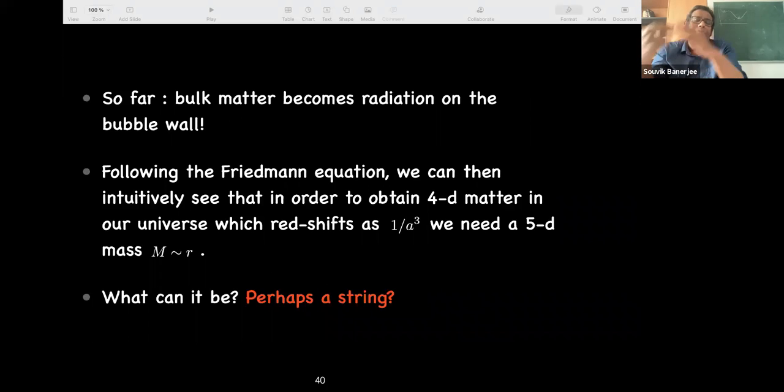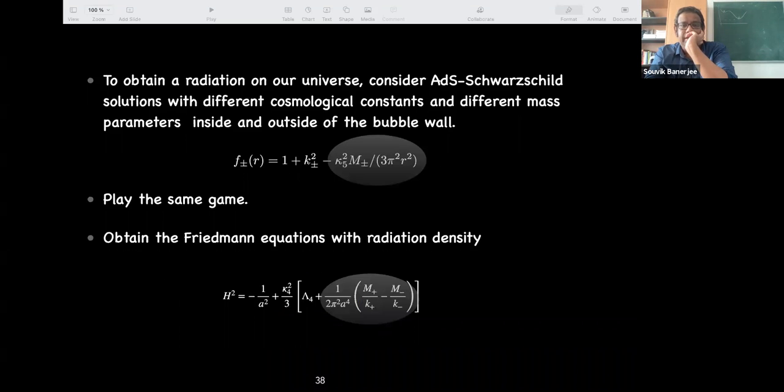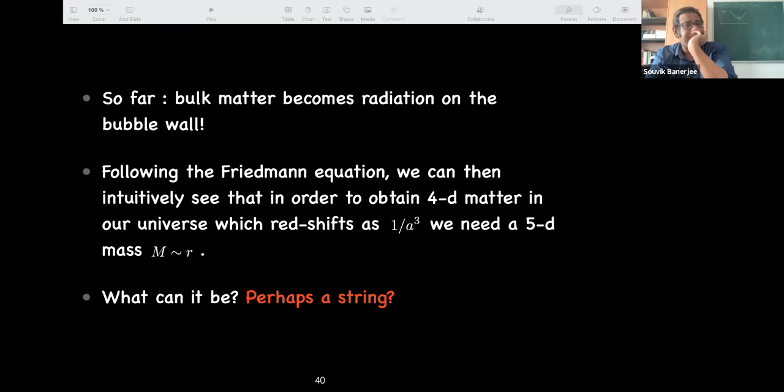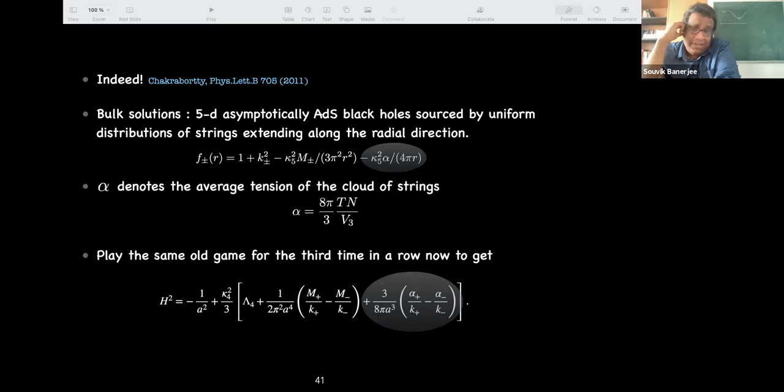Now, what we'll have to add if we want to have 4D matter on our universe is something which redshifts as 1 by a cube, whereas radiation redshifts as 1 by a to the power 4. So you need some object whose mass is proportional to its length, and this can perhaps be a string. This was the initial case, and actually there was some work by Shankhadeep Chakraborty, when I was a PhD student, he did this thing.